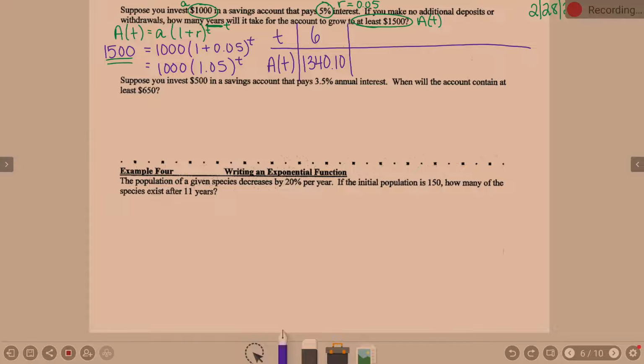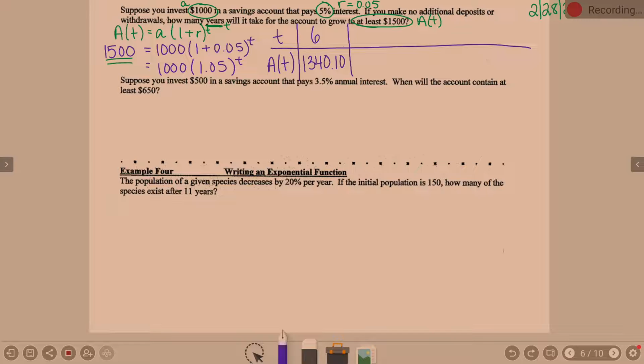Now, what do we know? We're looking for at least 1,500. So we know 6 is, at least. Yeah, but are we there yet? No, at least 1,500. We want to go bigger than 1,500. At least 1,500. We want 1,500 or bigger. So at 6 years, we're not there yet, are we? So what do you do from here?